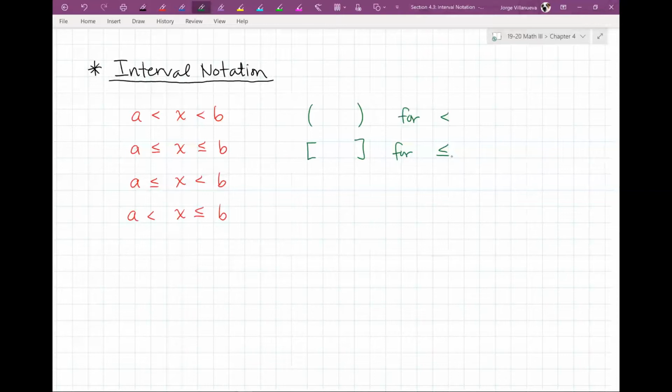So, for example, for the very top red one, right? The one I have A less than X less than B, I would write it like this. A to B, and it's going to look like that.